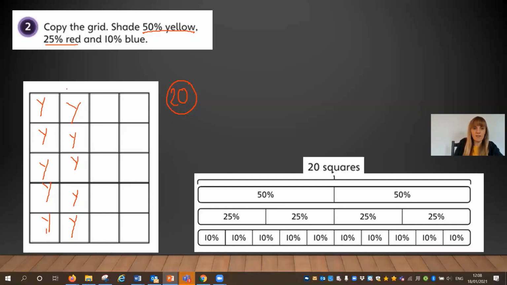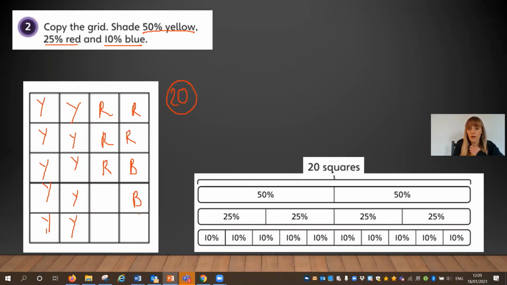All right, so that means we've got to have 5 of them which are red, because 1/4 is a half of a half. Now remember what I just told you, 10%, just divide by 10. What am I dividing by 10? I'm dividing by 20 because that's how many squares I've got. 20 divided by 10 is 2, which means that 2 of the squares need to be blue. And obviously the remaining ones are just going to be left white.